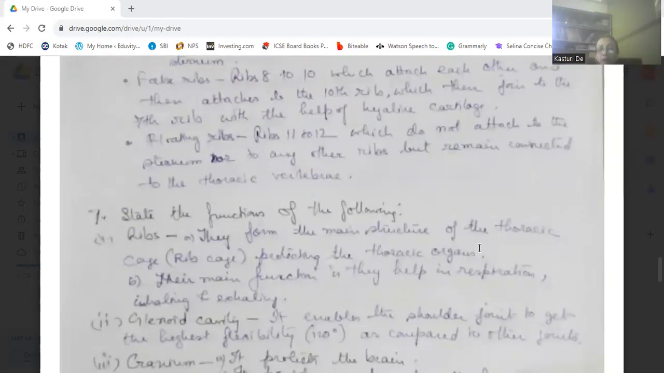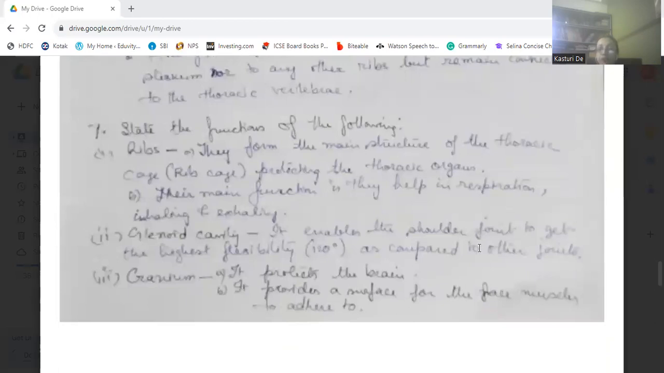So these are about the ribs. Now state the functions of the following. The ribs form the main structure of the thoracic cage or rib cage, which protects the thoracic organs. Main vital organs like the heart and lungs are protected by this rib cage. The ribs also help during respiration, that is in inhaling and exhaling.